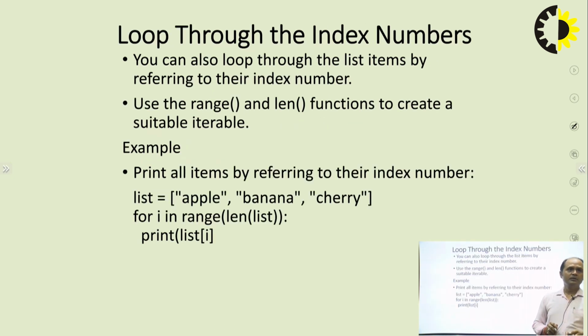Loop through the index number. You can also loop through the list items by referring to their index number, by using the range function and len function for a particular program. Suppose we print all the data items by referring to their index number. Suppose the list has apple, banana and cherry, and we write for i in range(len(list)). What is the purpose of the len function? It counts the number of data items in a particular list. We will use this program for printing all data items in a particular list.